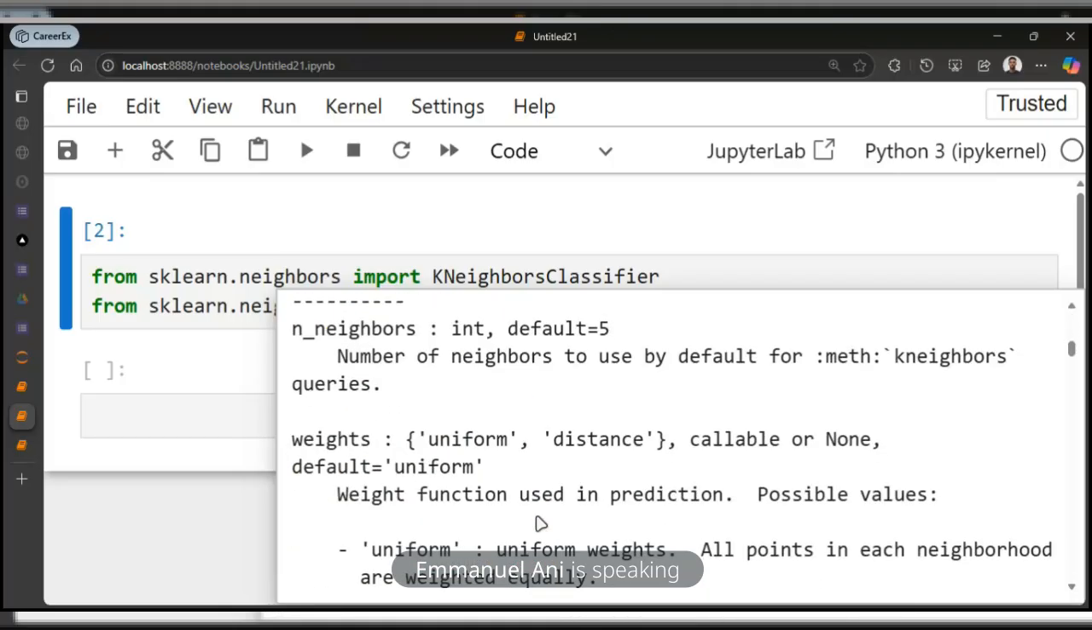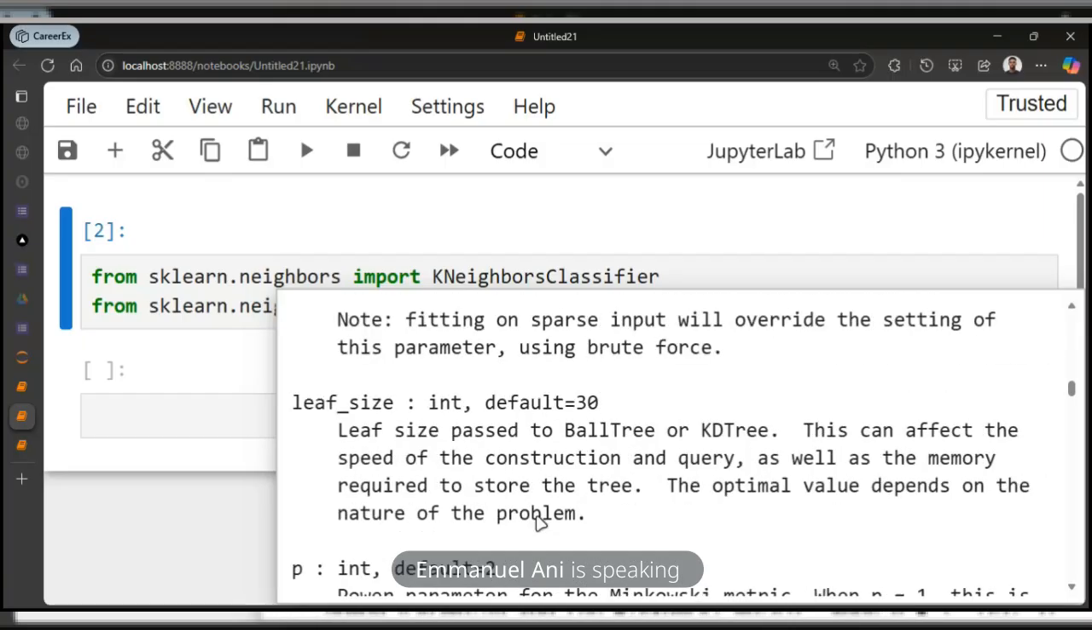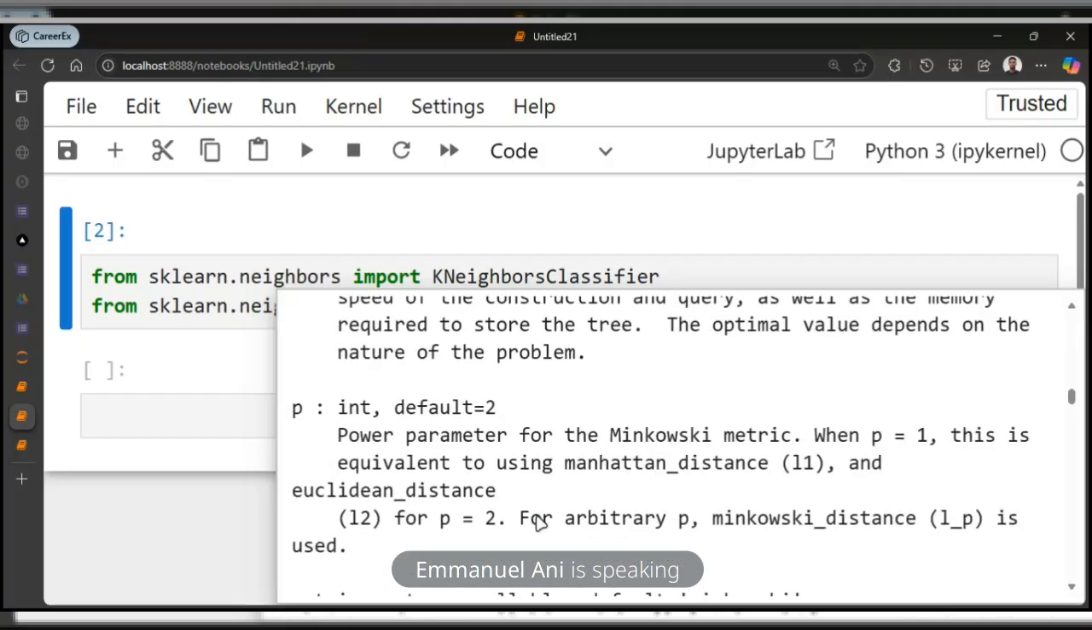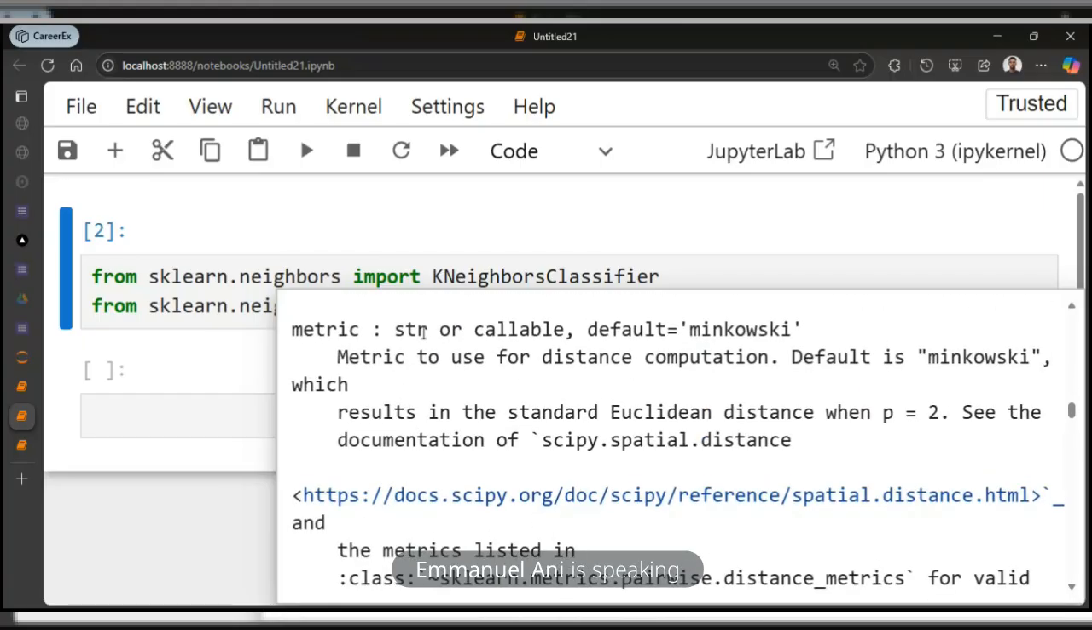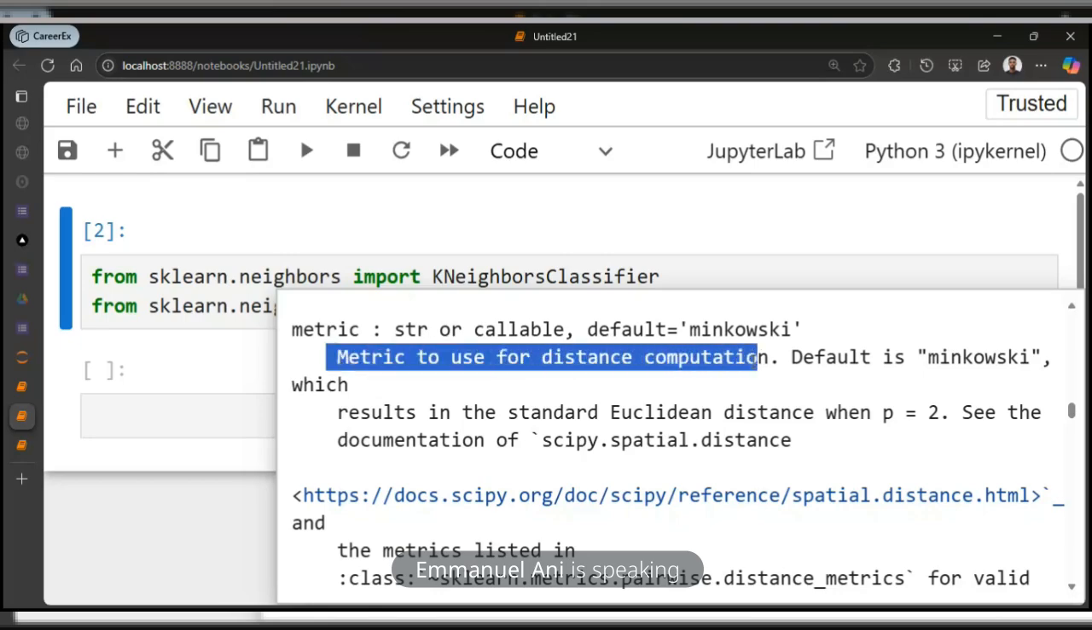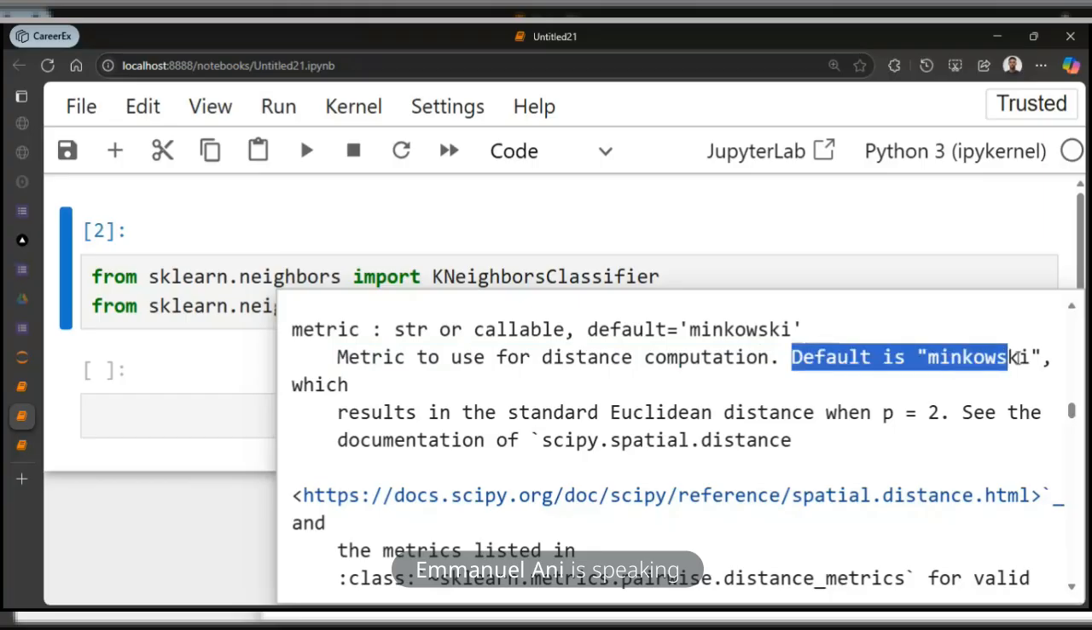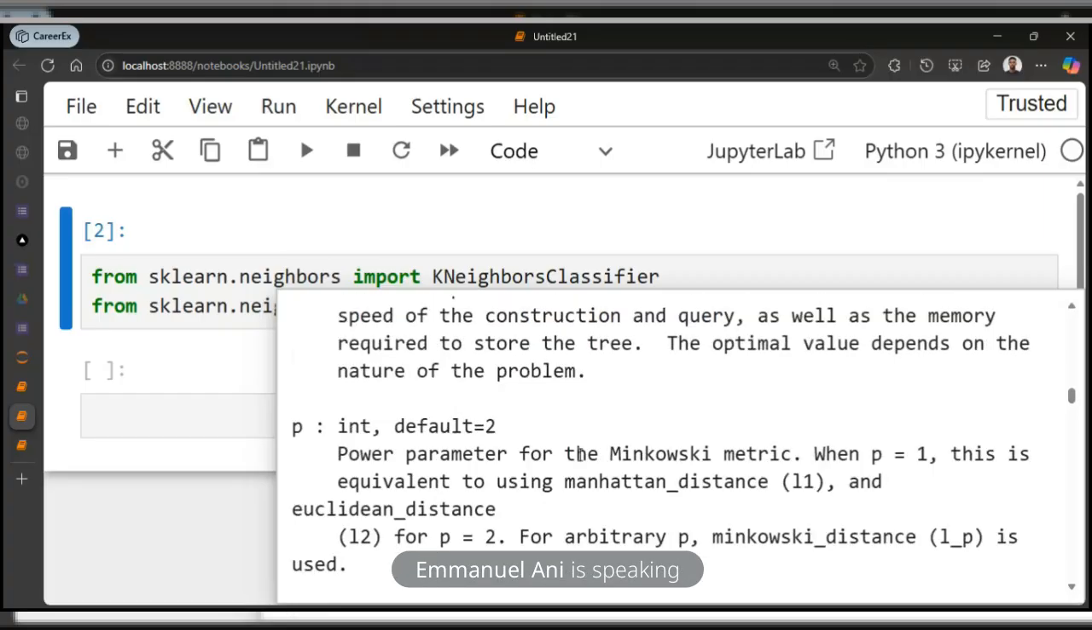So if you scroll down a little, you're going to see that we have several distance metrics. So where is that? You can see that the metric to use for distance computation, and the default is Minkowski. So if you don't indicate any metric, it's going to default to using Minkowski, right? You can actually set it to other metrics as well. As I said, we have Euclidean distance, and you also have Manhattan distance. You can see Manhattan distance here, and you have Euclidean distance. So a lot of things to do.